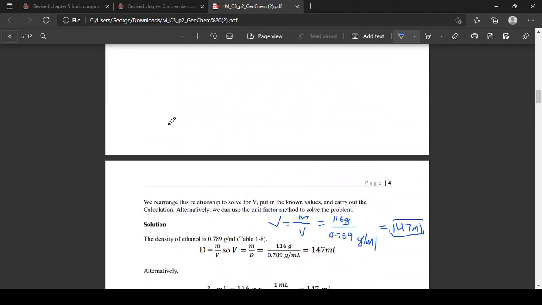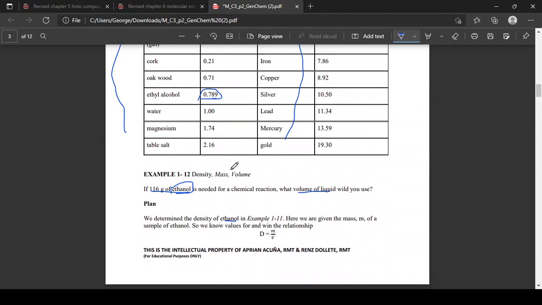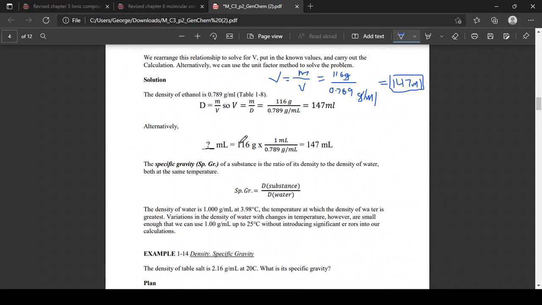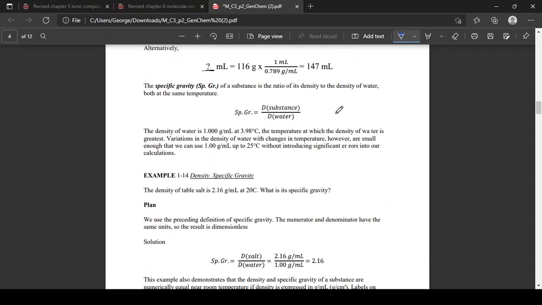Next, we have now, natutunan niyo na kids kung paano mag-solve ng density, mass, and volume. And now we will proceed to your specific gravity. A specific gravity of a substance is the ratio of its density to the density of water, both at the same temperature. The specific gravity is equals to your density of your substance over your density of your water.